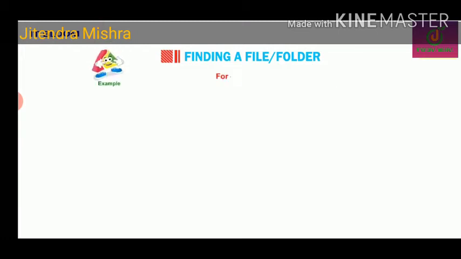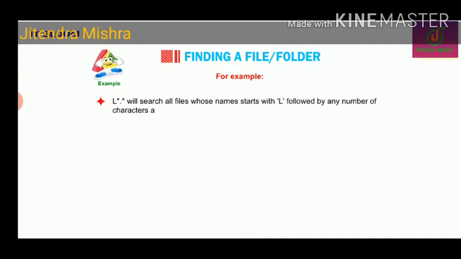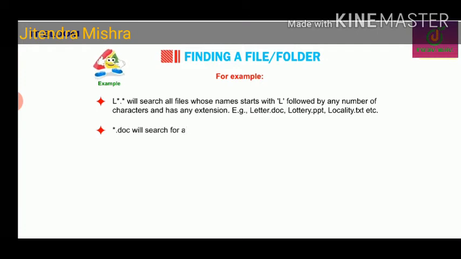Let's take an example. L*.* will search all files whose names start with L, followed by any number of characters, and have any extension. Example: letter.doc, lottery.ppt, locality.txt, etc. *.doc will search for all the files whose extension is .doc, Word files.